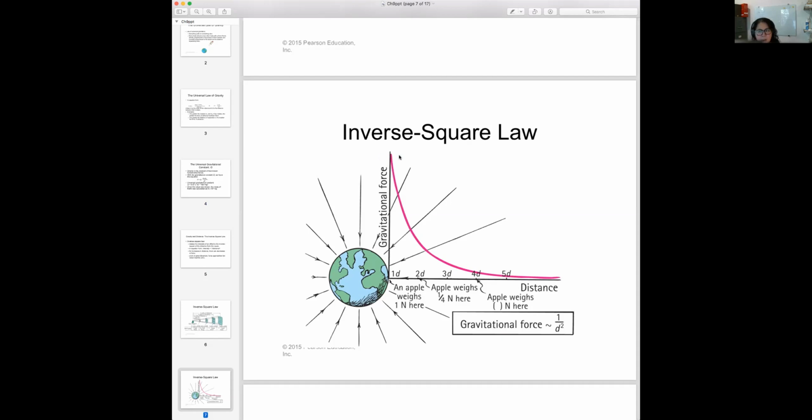Do you see my cursor? I hope you see my cursor. Then as you go twice the distance, so you go up from Earth one radius up in space, your gravitational force decreases to not 1/2, but to 1/4. If you go 3 times the distance, it decreases to 1/9. So the intensity of the gravitational force decreases by 1 over d squared, and that's what we call the inverse square law. It decreases, intensity decreases by 1 over d squared.